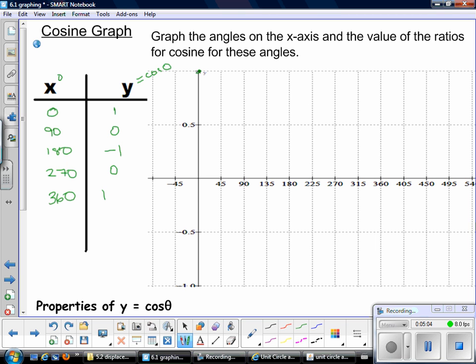So we're going to transfer these numbers. So we're at 0, 1, 90, 0, oops, sorry, I forgot 180, 180, negative 1, 270, 0, and at 360 we were at 1 again. And again, if we kept doing it every 90, the pattern keeps repeating itself. So we could keep on going and going in either direction.